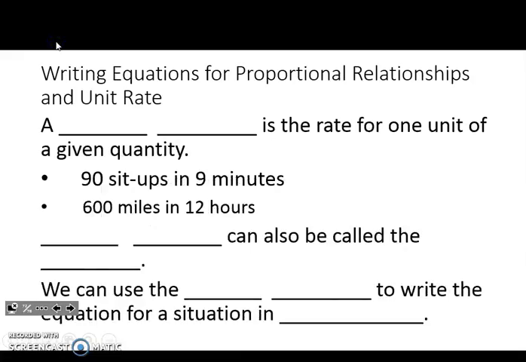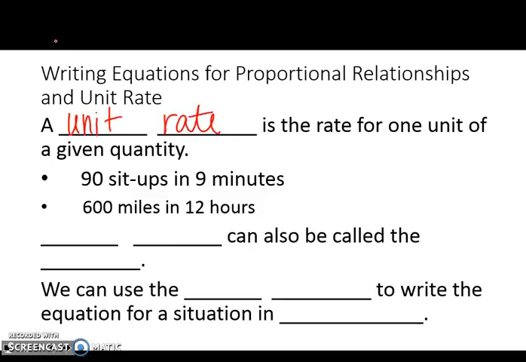Alright guys, in this video we're going to be writing equations for proportional relationships, and we're going to be talking about unit rate. The first thing that I want you to recall is that unit rate is going to be the same thing as slope, okay? It means the same thing as slope. So a unit rate is the rate for 1 unit of a given quantity.